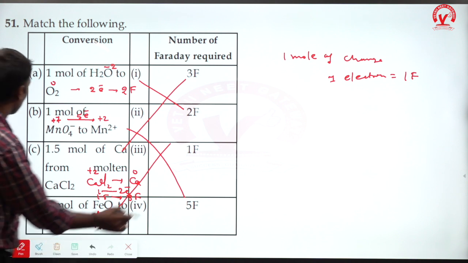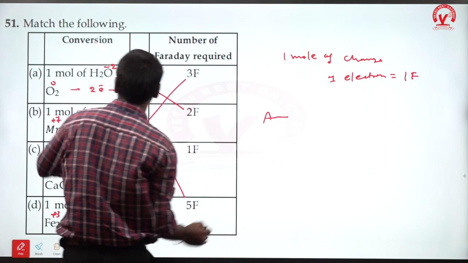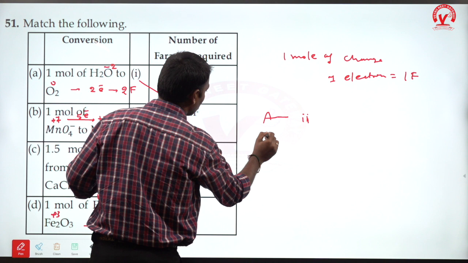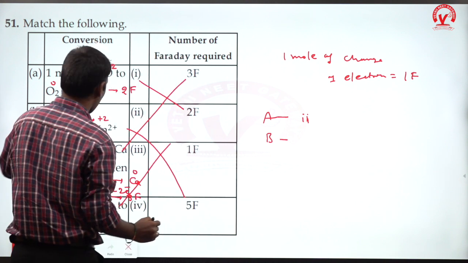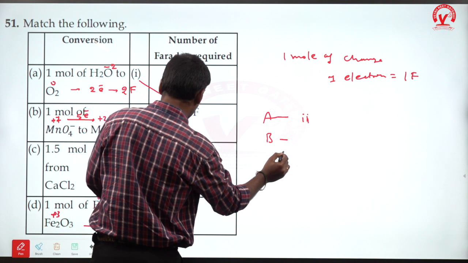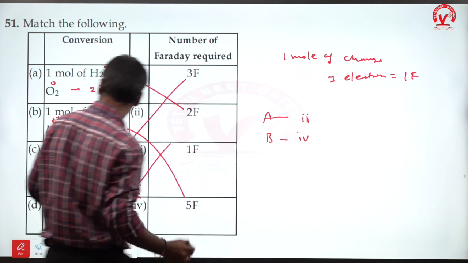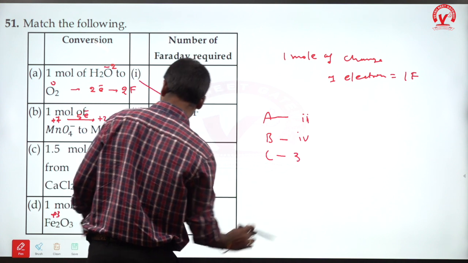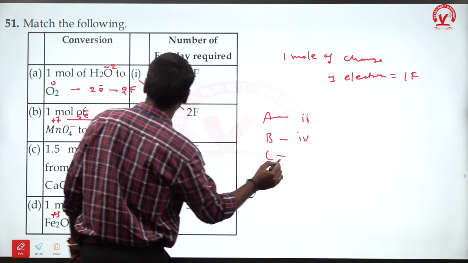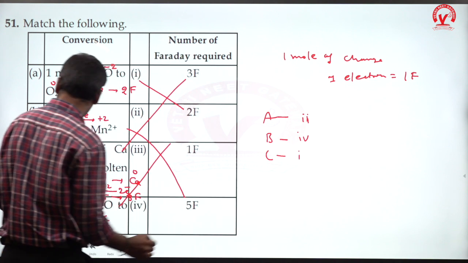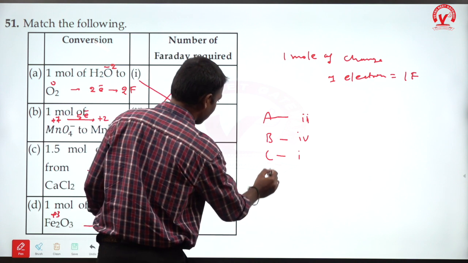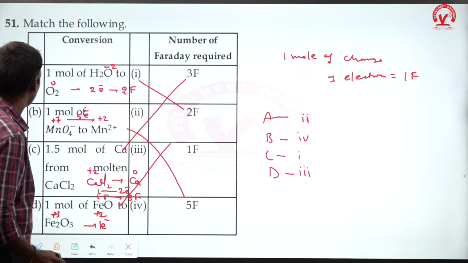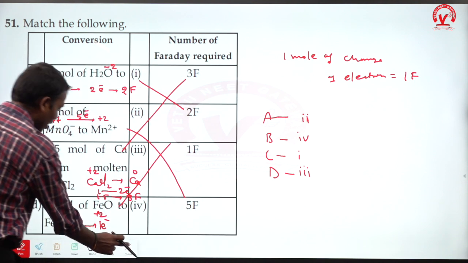For this question, A we have to take 2, B 4, C 3 Faraday, like C1 and D3. This is the correct answer for question 51. Yes. Then I move on to the next question.